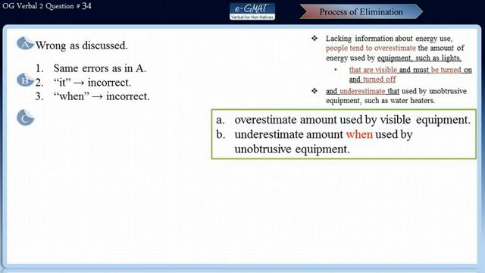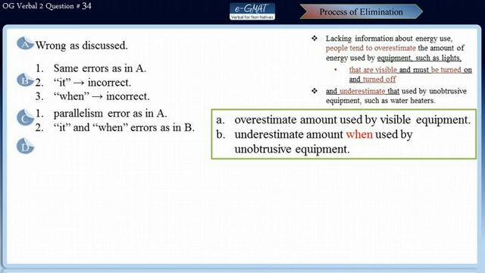Let's take a look at choice C. Well, choice C again has the same parallelism error as in choice A, and it also repeats the errors of it and when as in choice B. So choice C is also not the correct answer. Let's take a look at choice D. Choice D uses the phrase visible equipment, and this takes care of all the errors. We do not have the parallelism error, we do not have the subject verb error anymore, so choice D is the correct answer. Well, we'll still review choice E.